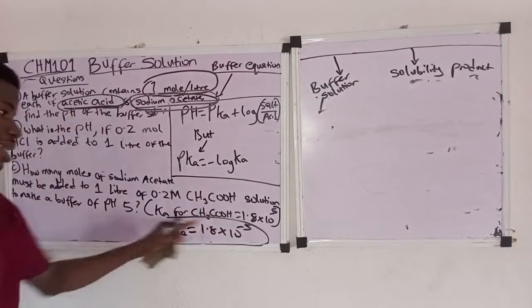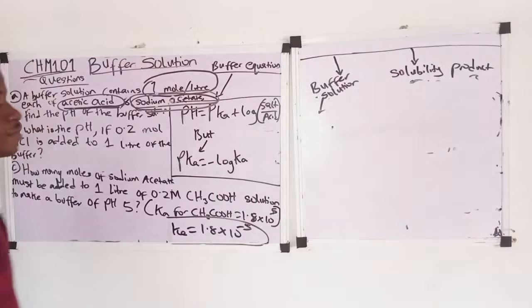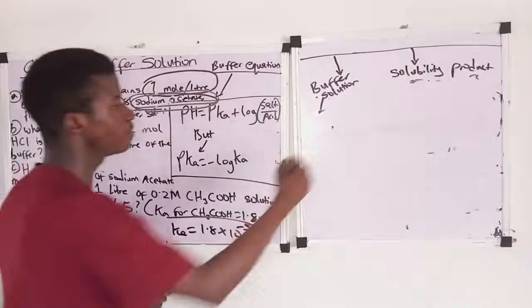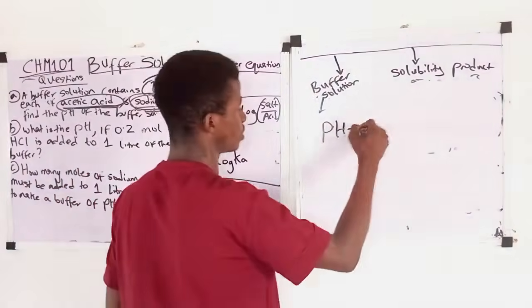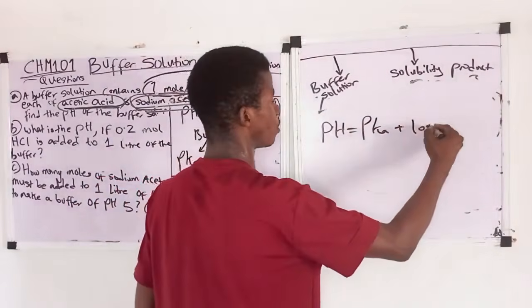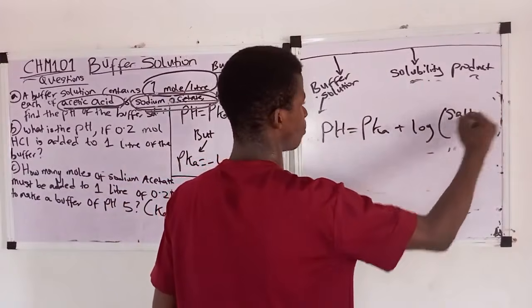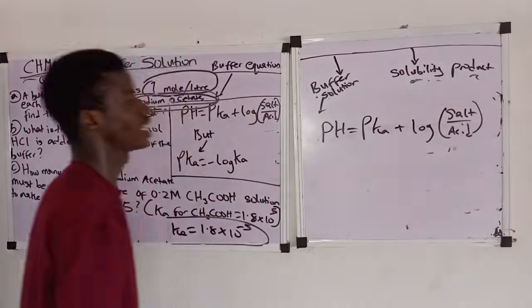Okay, you will know that the Ka of ethanoic acid is 1.8 times 10 raised to minus 5. So let me explain the question. Remember, to look for the pH of a buffer solution, pH equals pKa plus log of salt over acid. Remember, you use the moles of the salt and the acid, right?